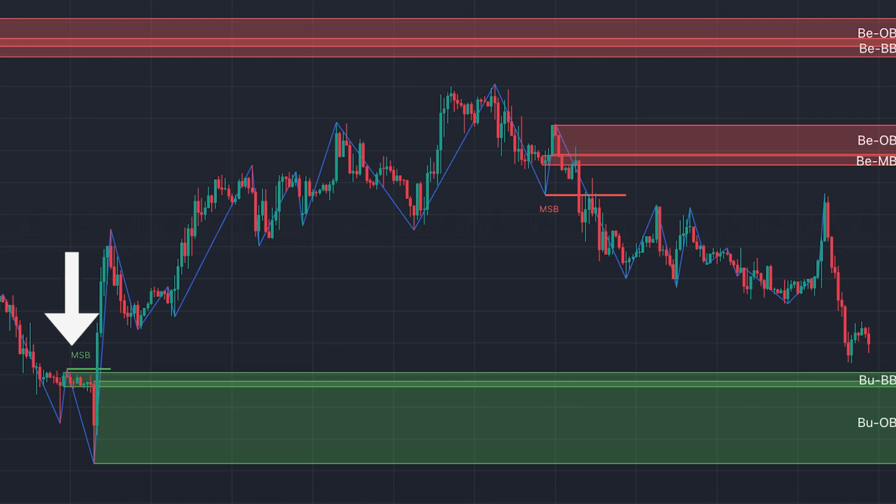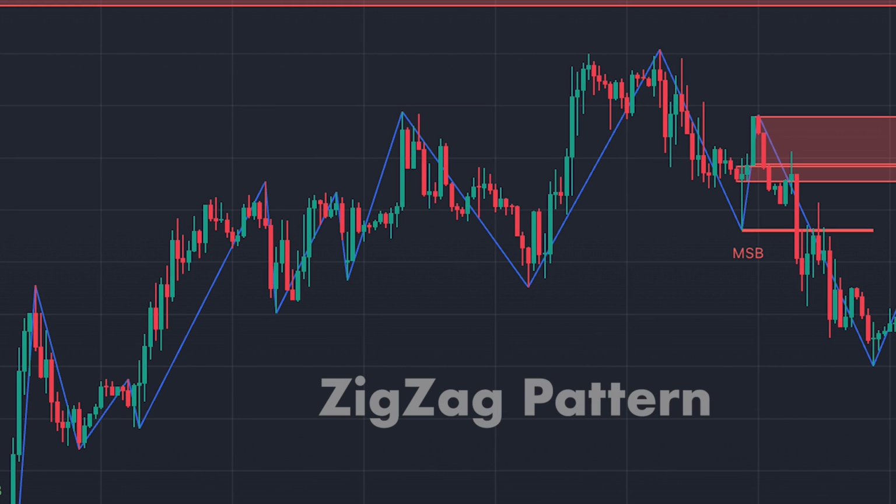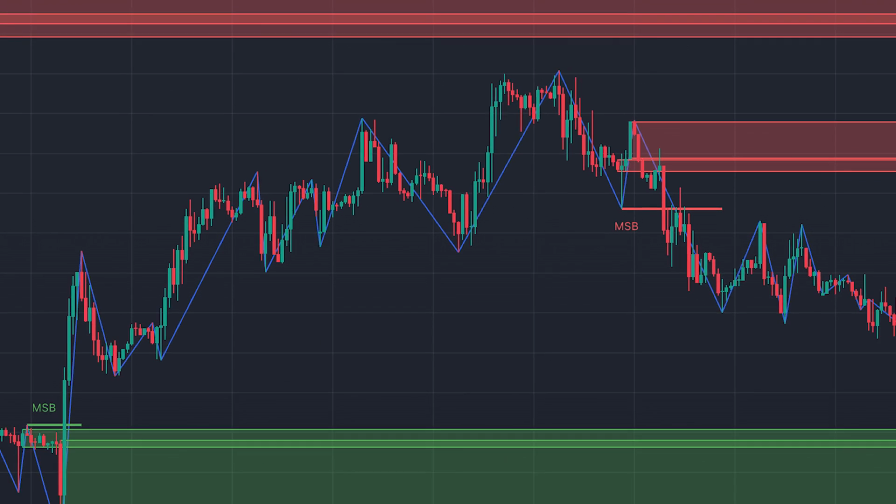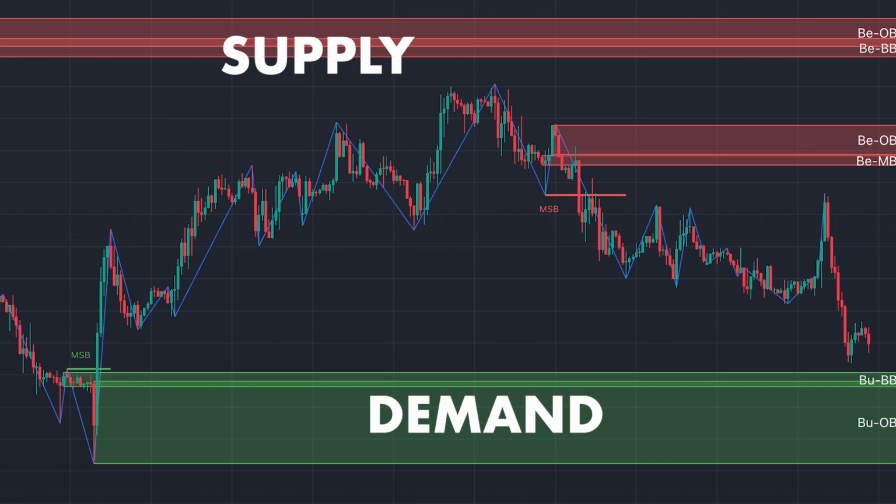A bullish breakout happens when the price goes above the most recent higher highs, and it's shown as a green market structure break. A bearish breakout occurs when the price drops below the most recent lower lows, and it's displayed as a red market structure break. The indicator also uses zigzag patterns to highlight market structure by showing lows and highs. The order blocks can be supply and demand zones, helping traders make decisions.